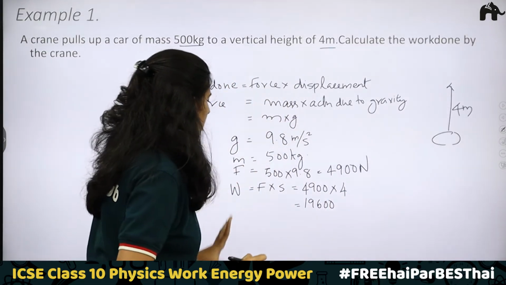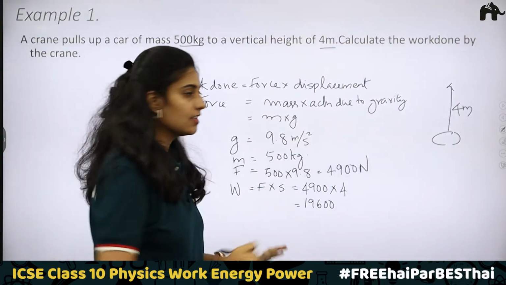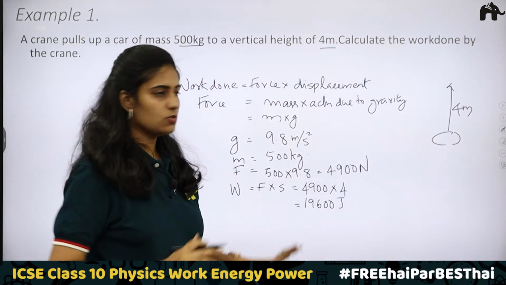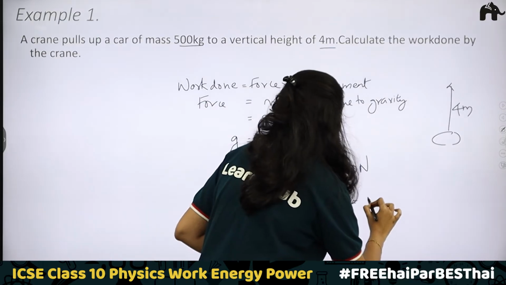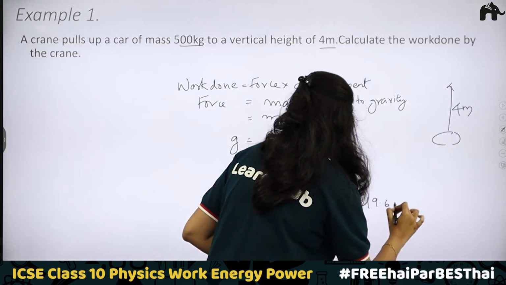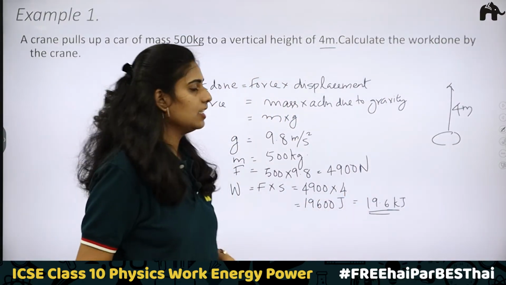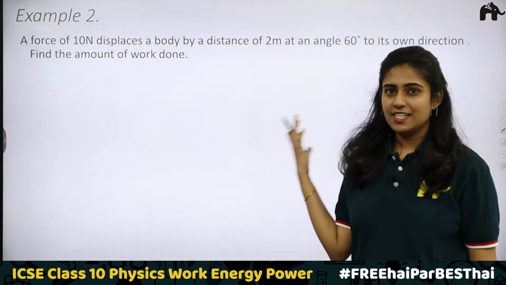When force is in Newton and displacement is in meter, you will be getting work done in joules. Okay, 19,600 joules, or if you have to convert it into a bigger unit, you will be getting 19.6 kilojoules. This is not necessary, I have just given you that 19.6 kilojoule is the work done. Okay, let's take another example.